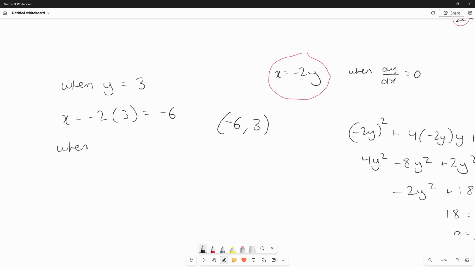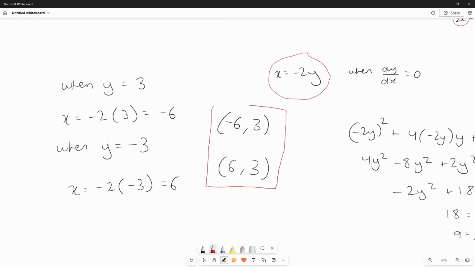And when y equals minus 3, x equals minus 2 lots of minus 3, which is 6. So another stationary point will be 6, minus 3. Those are our two answers for this question.